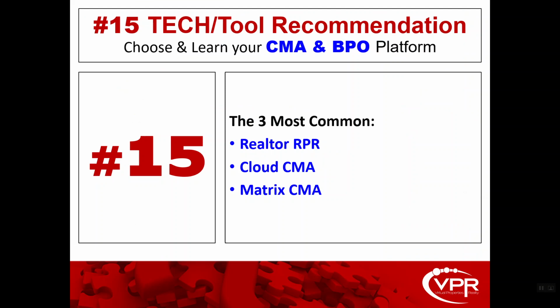Matrix is the most basic CMA they have inside the FMLS search program, the Matrix. Just Matrix, not The Matrix. GAMLS has one. Every other MLS has theirs, but RPR is the best. So I want to kind of focus more on RPR. Whatever you've got to do, number 15 is you've got to pick yours and master your CMA and BPO. CMA stands for Comparative Market Analysis. BPO stands for a broker's or an agent's price opinion.